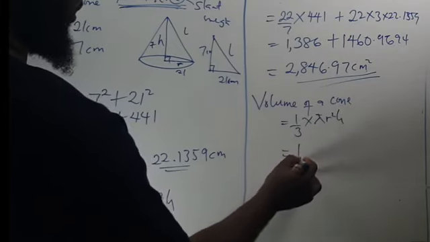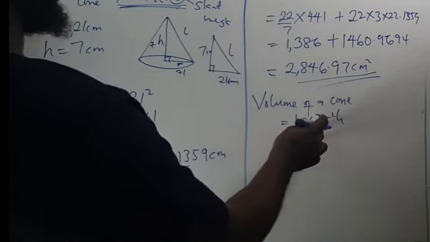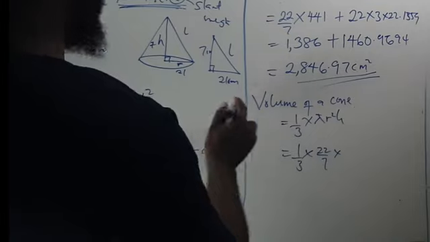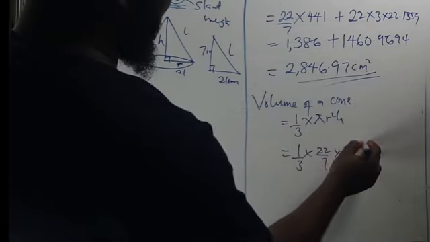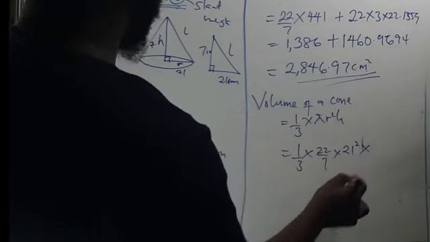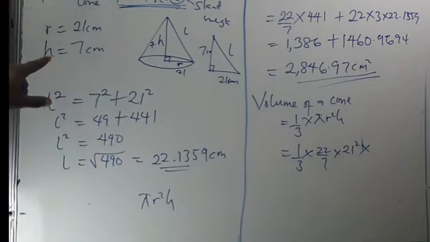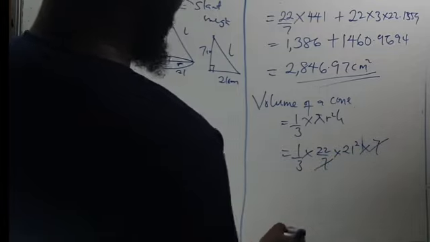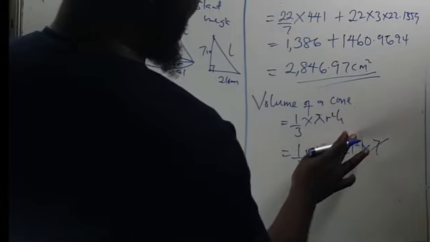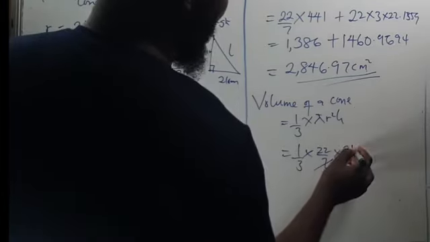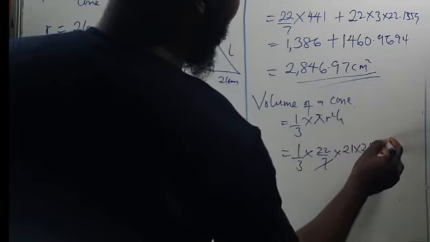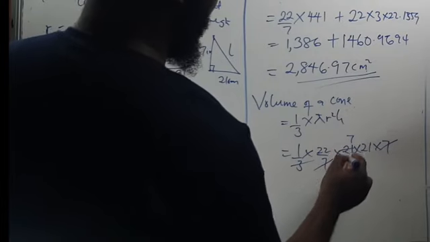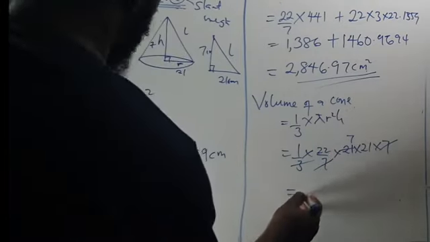That will be 1/3 times pi, 22 divided by 7, times the radius, which is 21, squared, times the height. We're going to use this height, that is 7 now. So we use the height, 7 cancel 7. Let me separate this: 21 times 21 times 7. 7 cancel 7, 3 here gives 1, 3 here gives 7. So we can then multiply everything together.